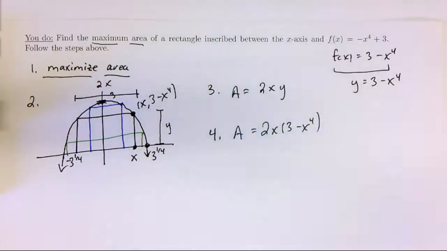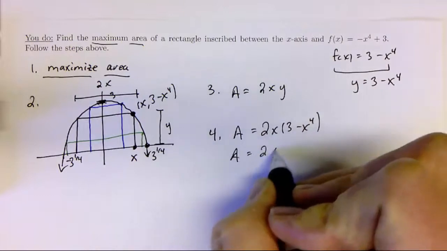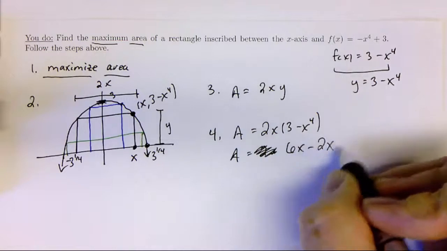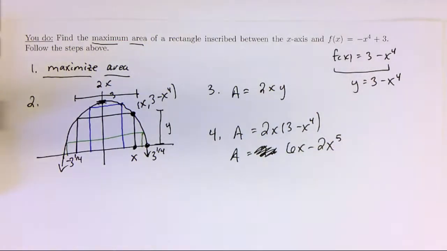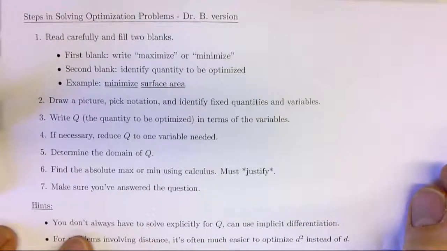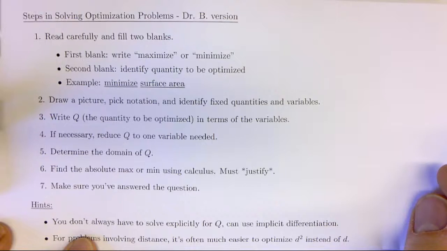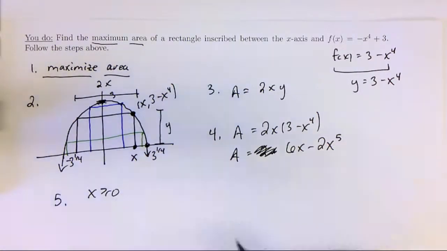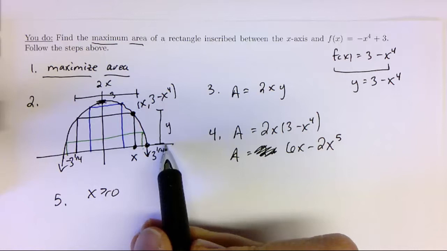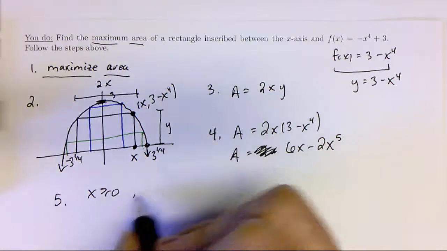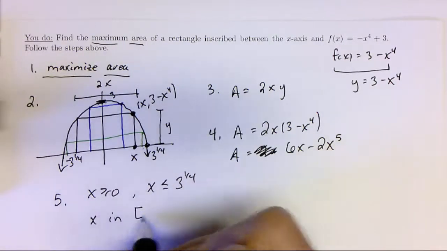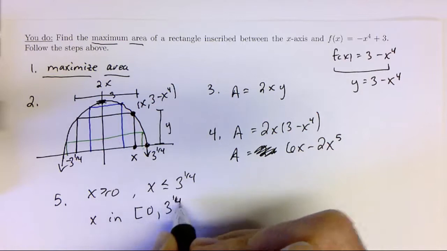To get this in a more calc-friendly form, I might multiply it out. So I get 6x minus 2x to the fifth. What are the limits on x? What is the domain of this quantity we want to optimize? Well, it's pretty clear that I need x to be greater than or equal to 0. And I can't push x past here, because then my rectangle doesn't make sense. So I need x to be less than or equal to 3 to the 1/4. So x is in the closed interval from 0 to the fourth root of 3.